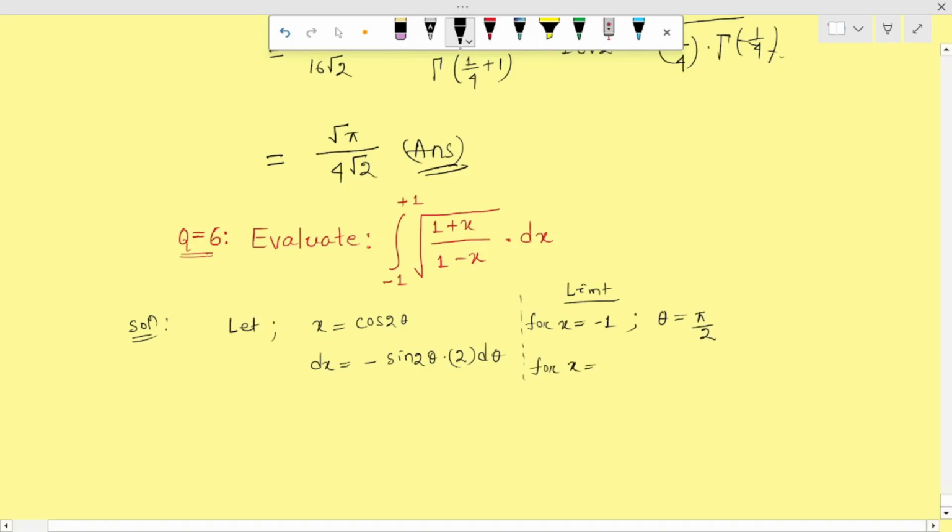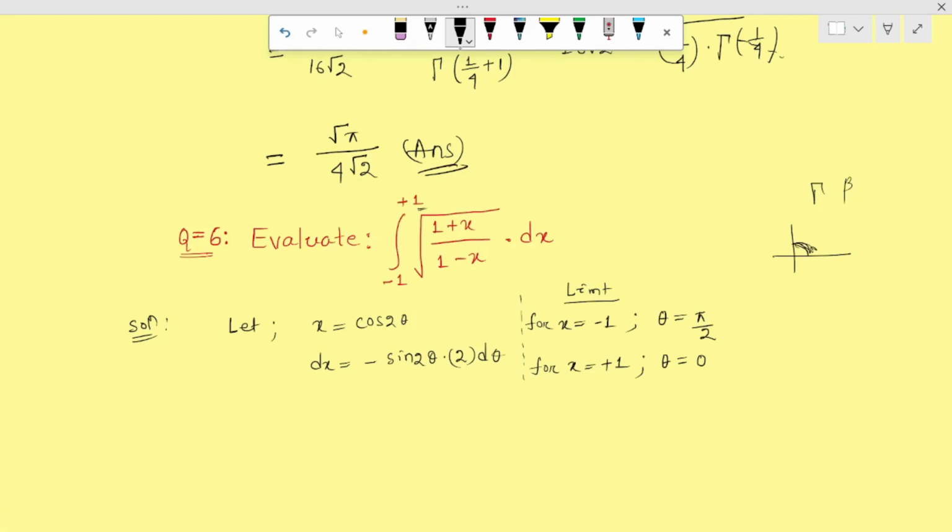For x equal to +1, because the upper limit is +1, if we consider x equal to +1, theta will be equal to, here you can see, for x equal to +1, cos is 1 for 0 or 2 pi or 4 pi like that, but here it will be 0, because we know that the gamma function and beta function exist in the first quadrant. Okay, so theta varies from 0 to pi by 2. Here the new limit we found is pi by 2 to 0.